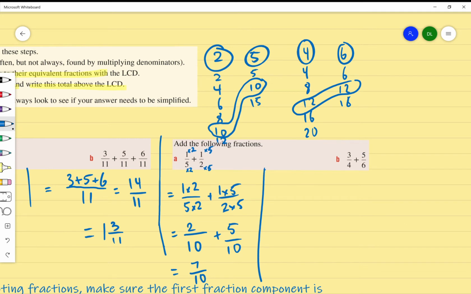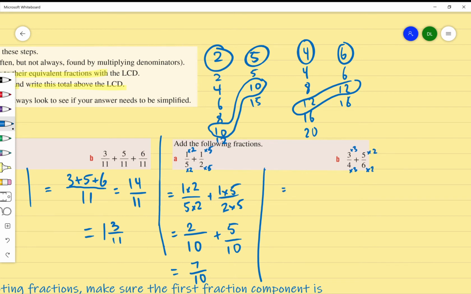So from there, I'm thinking, what do I multiply 4 by to get to 12? So 4 times 3 actually gives me 12. And if I do it to the bottom, I have to do it to the top. I end up with 3 times 3 there. Now, same thing on the right, except it's going to be a different number because 6 times what gives me 12? Well, 2. So I'm going to write 6 times 2. And if I do it to the bottom, I do it to the top.